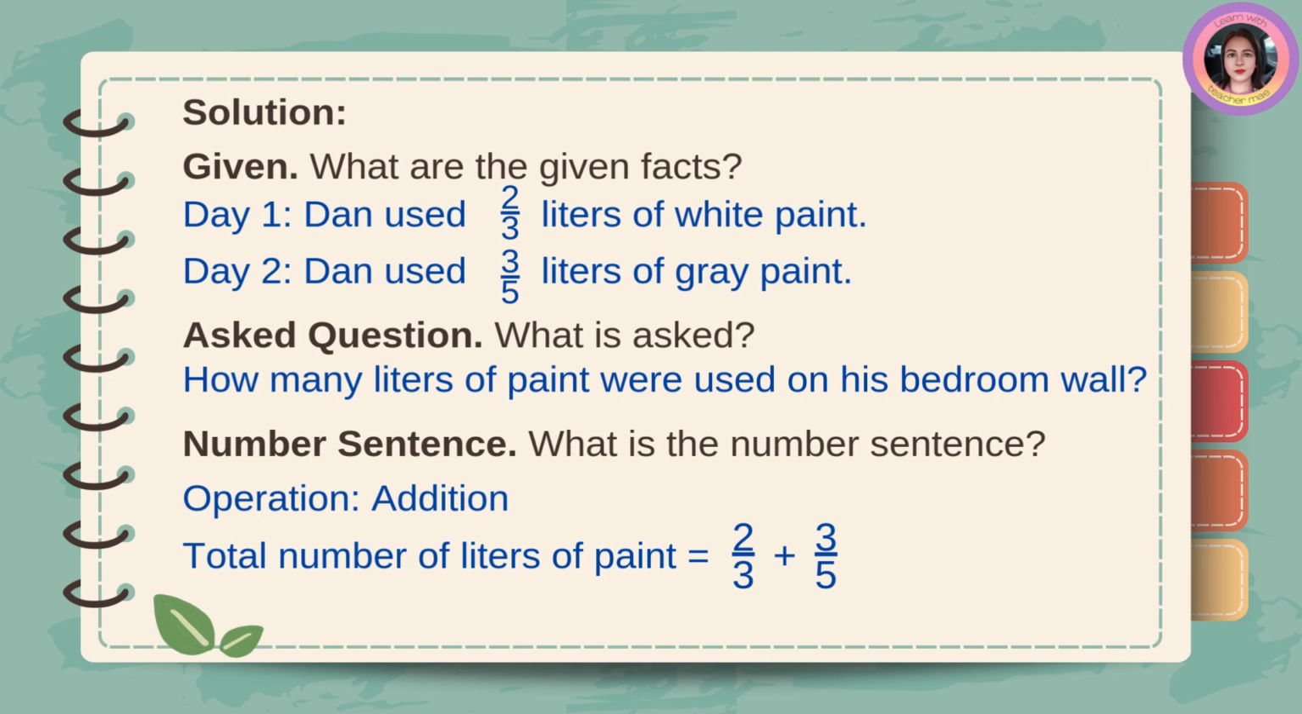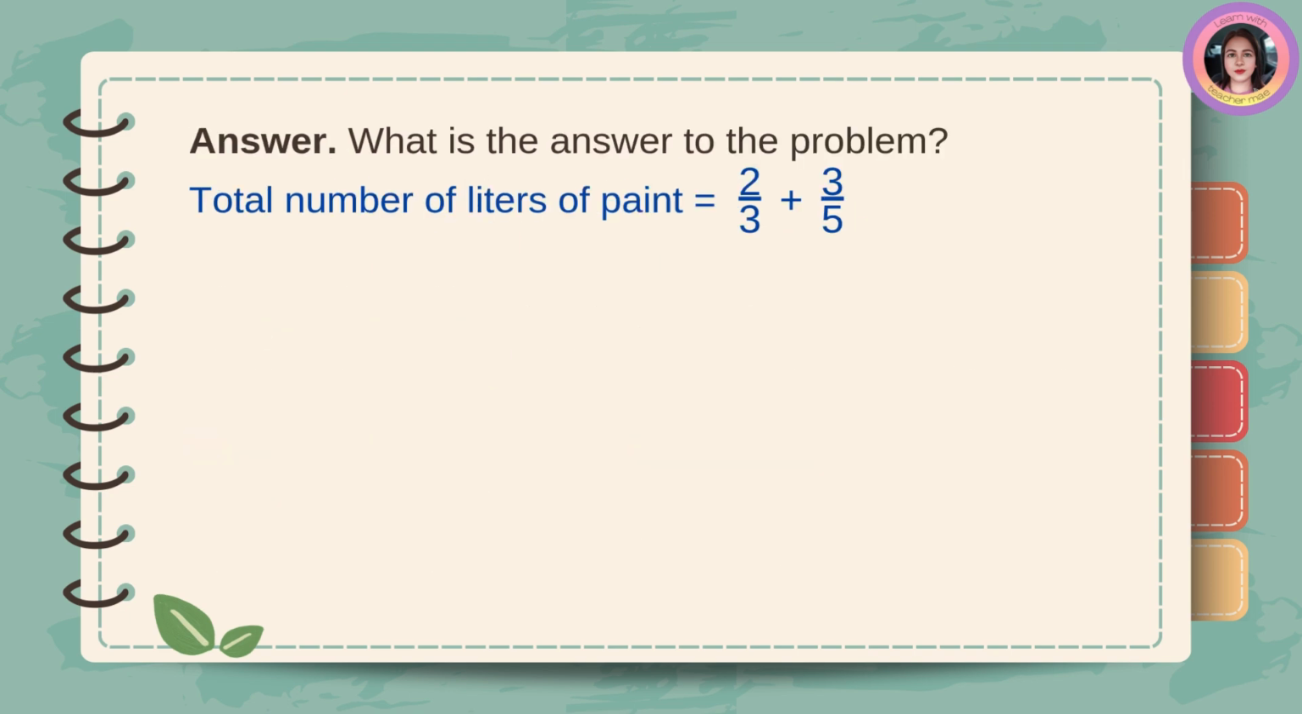Number sentence. What is the number sentence? Operation, addition. Total number of liters of paint is equal to 2/3 plus 3/5. Answer. What is the answer to the problem? Total number of liters of paint is equal to 2/3 plus 3/5 is equal to 10/15 plus 9/15.